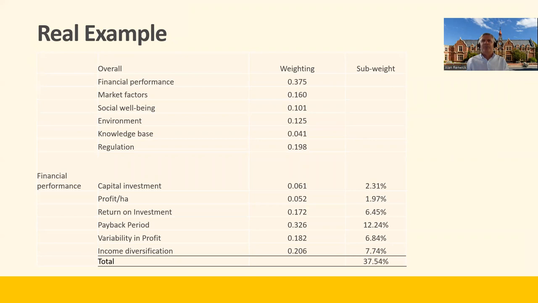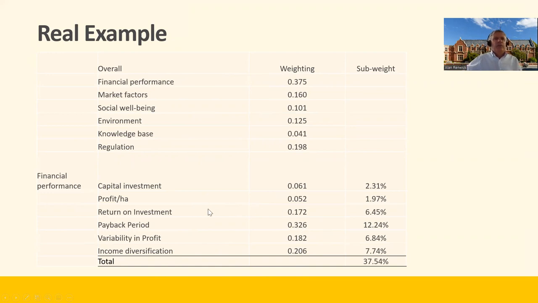So let's take a real example again to highlight what happened here. We went through the process, and again, remember these weights will add up to one. I should have summed it here, sorry, I didn't. In this case, with this person, we found financial performance had a weight of 0.375 out of one, market factors 0.16, social well-being, et cetera. Then when we went into the subdomains within financial performance, these were the weights that were generated. For example, payback period was given quite a high weight here, 0.326, right?